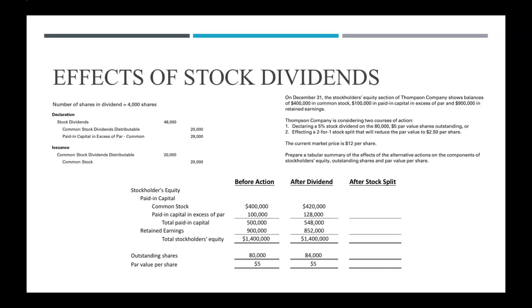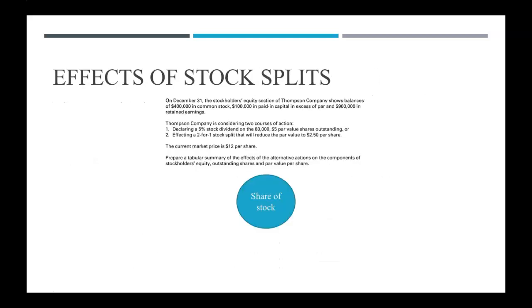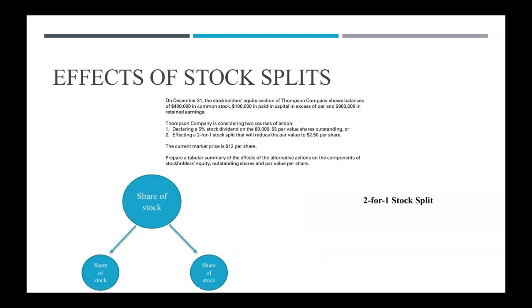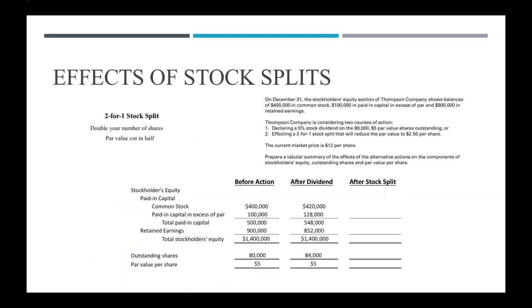So now we can take a look at the after stock split section. What is a stock split? Well, here we're thinking about a 2-for-1 stock split. What that's saying is that for every one share, it's going to split off into 2 separate shares. So a 2-for-1 stock split will double your number of shares and cut your par value in half. That's why it says it will reduce the par value to $2.50 per share.